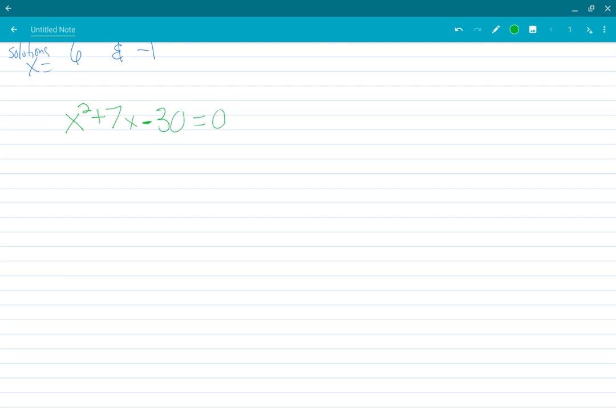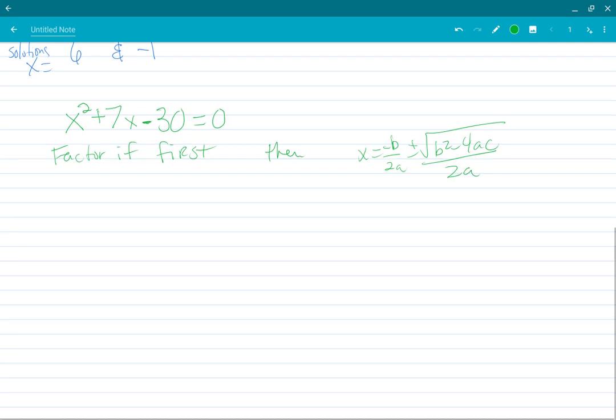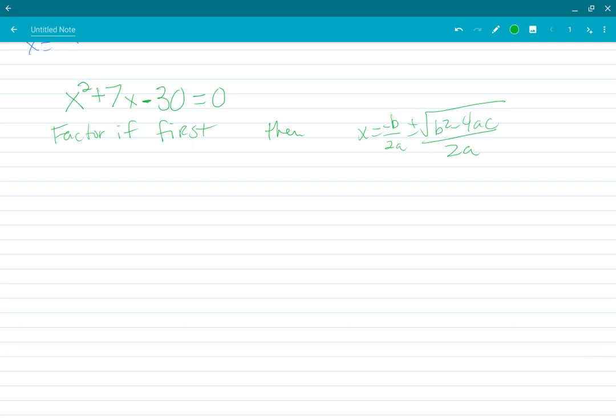All right. So go ahead and try to factor it first, if you can, right? Then do the quadratic formula. All right. So go ahead and try to factor it first. And if you could factor it, then just do it. If I had a timer, I could time you guys, see which one's faster.